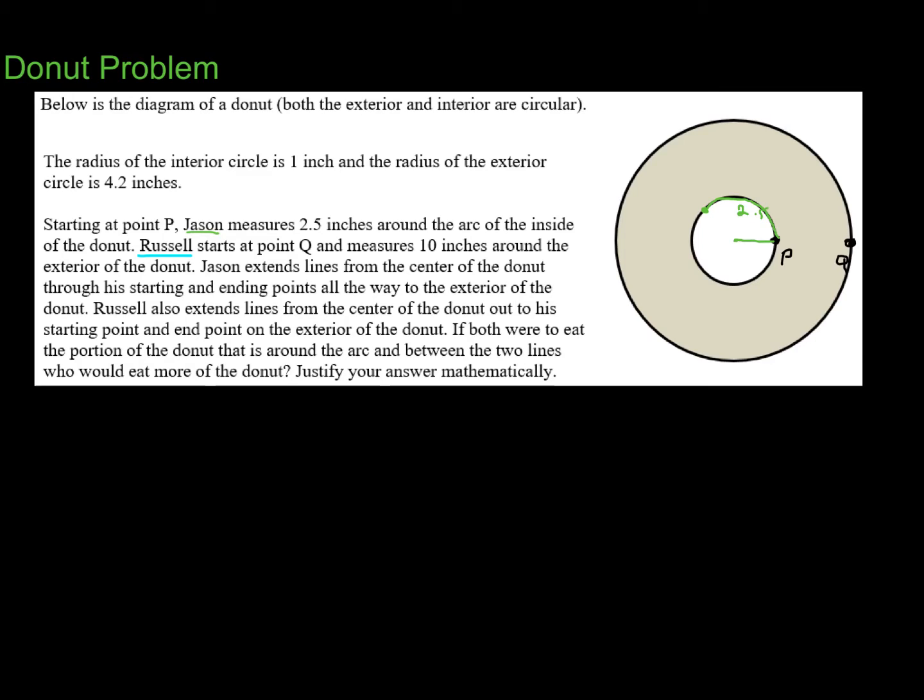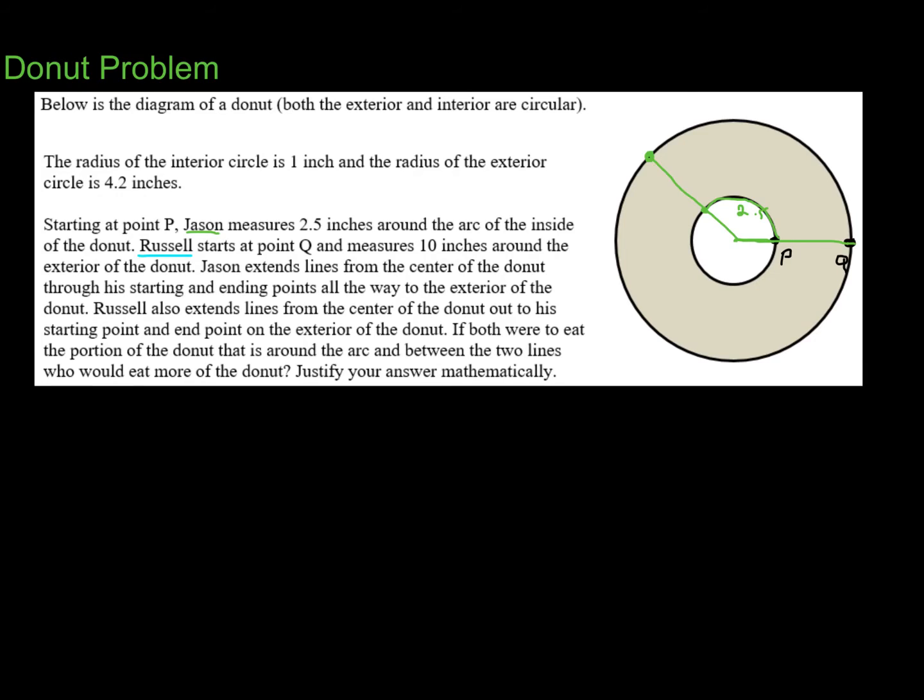and that is 2.5 inches. All right, and then what he does is he extends a line from the center of the donut through his starting and ending points all the way to the exterior of the donut. So take that step by step. He extends lines from the center through his starting point to the exterior and through his ending point, which is right here, to the exterior. Just like that.